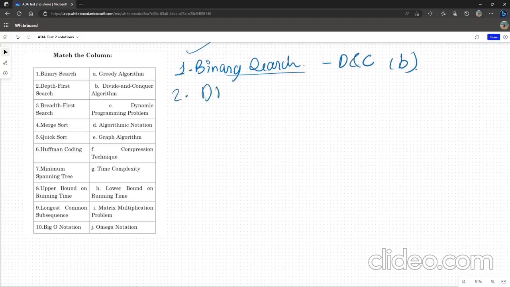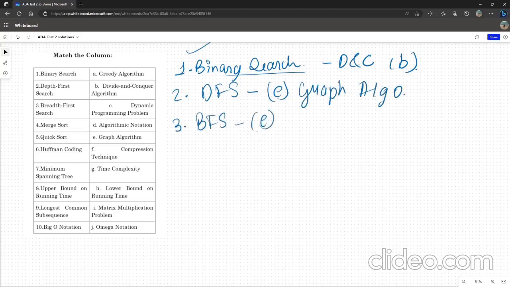Next we have DFS. DFS, as we can see, it is not a DP problem, it is a graph algorithm. Third we have BFS, breadth first search. We can also see it is also a graph algorithm, as we have seen it is used to find an element in a graph.